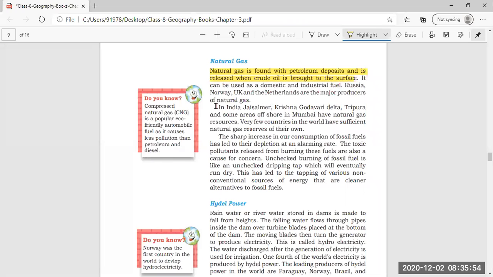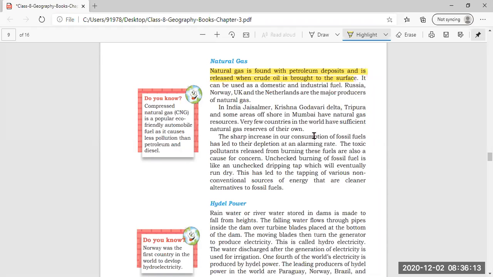Then it can be used as domestic and industrial fuel. Russia, Norway, UK and Netherlands are the major producers of natural gas. In India, Jaisalmer, Krishna-Godavari Delta, Tripura, and some areas offshore in Mumbai have natural gas resources.